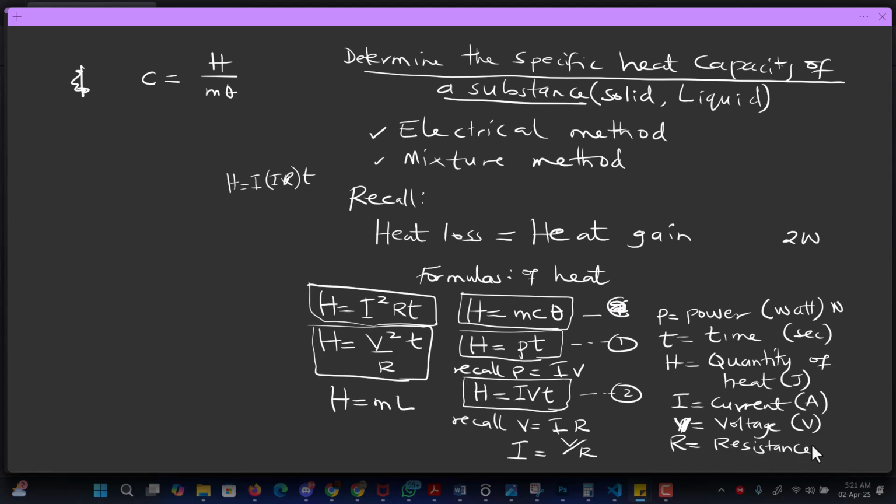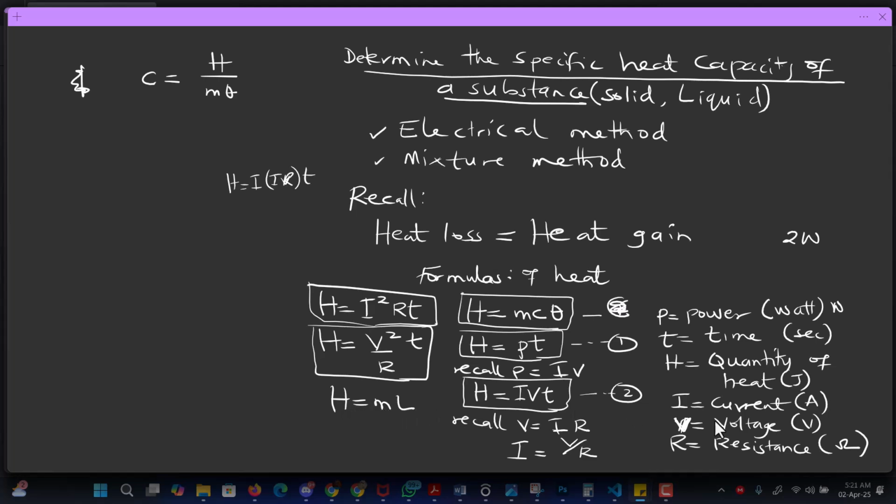And the SI unit of resistance is what? Ohms. You will be seeing this omega sign. So whenever you see a number that ends with the omega sign, it represents the units of what? Resistance. So from this now, I've written the last formula, which is H is equal to ML.